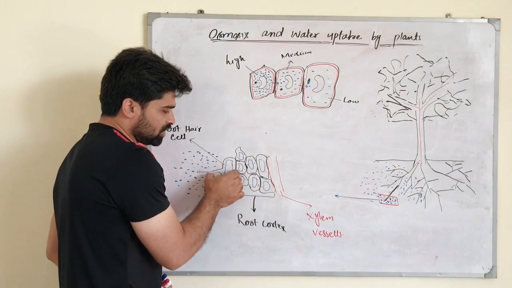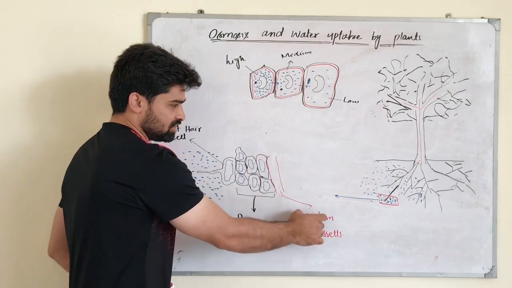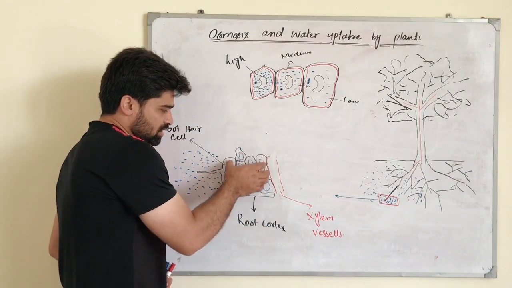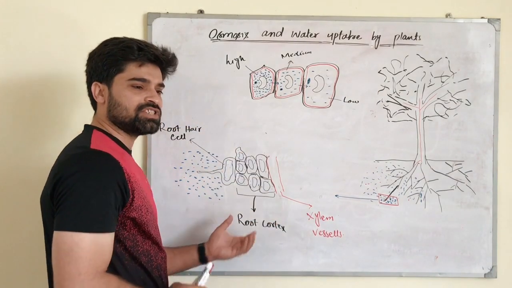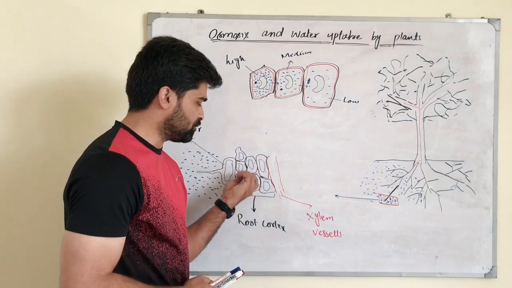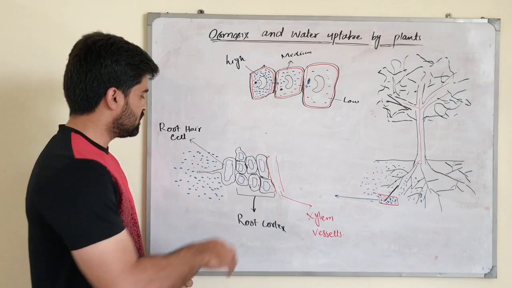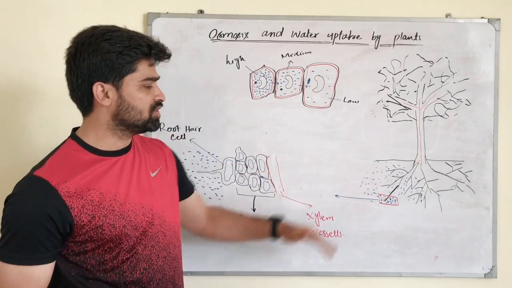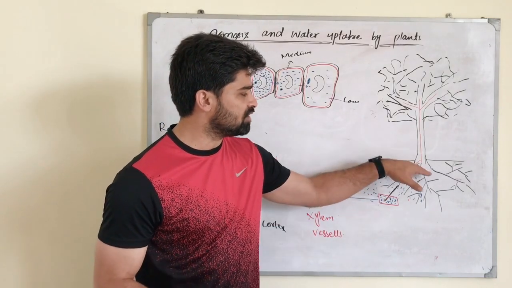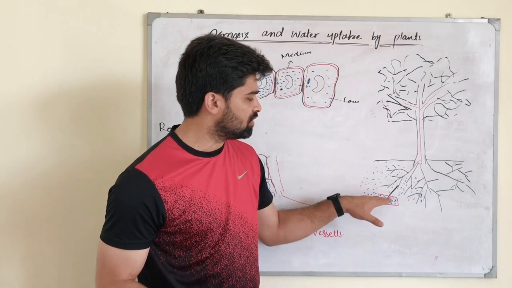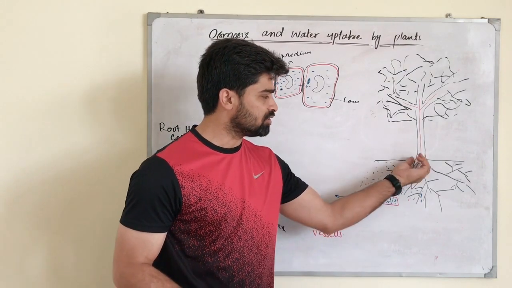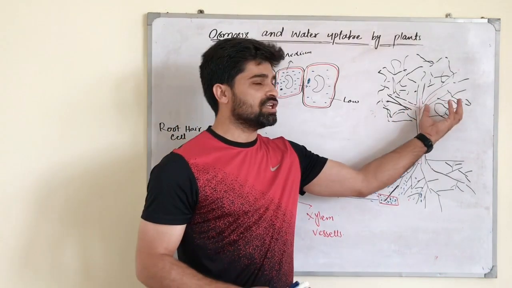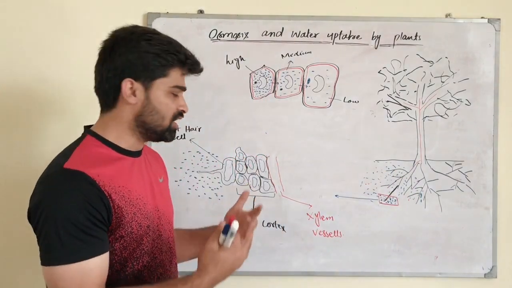in between that root hair cell and that red pipe, that is the xylem which goes along the whole tree, there is a root cortex which has different kinds of plant cells in it. And how is the water taken up by the plants? Dear students, roots absorb the water, and that water reaches up to the xylem in the roots, then into the stem, and then into the leaves. And from the leaves, transpiration occurs.